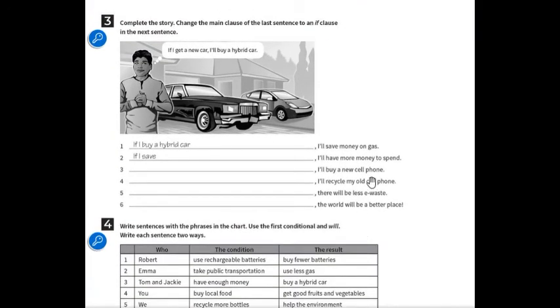All right, now we're going to complete the story. Change the main clause of the last sentence to an if clause in the next sentence, okay? So after the phrase, if I buy a hybrid car, I'll save money and gas. So you can pause the video at this moment, and then it's time to show the answers.